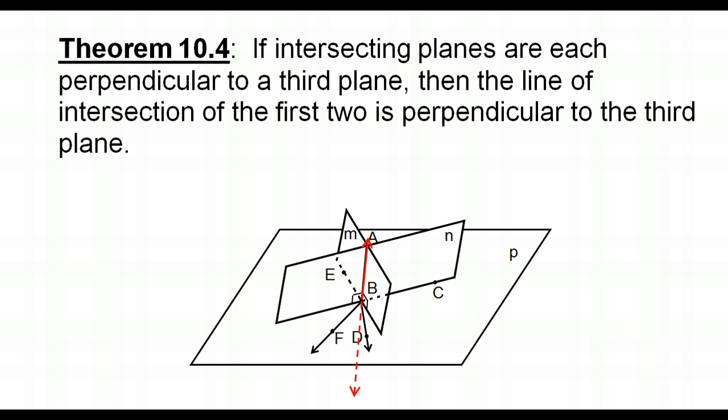So if you look at the red line I have here, the line of intersection of planes N and M, because those planes are perpendicular to plane P, that line of intersection, which goes through A and B and then below the plane, is going to be perpendicular to plane P.